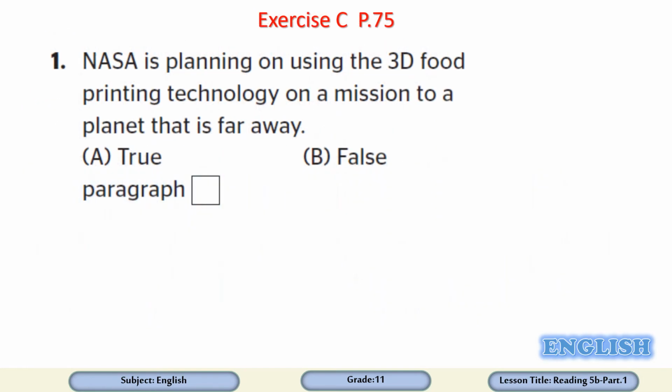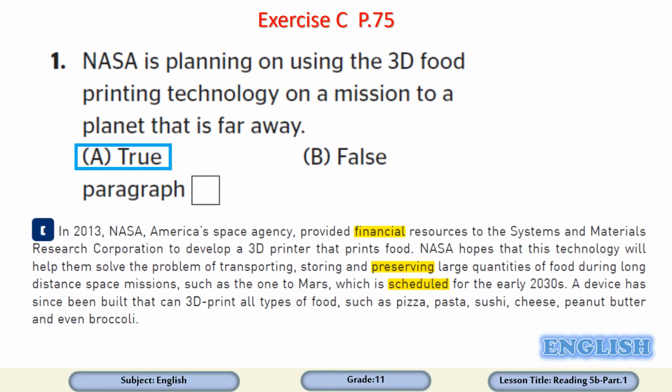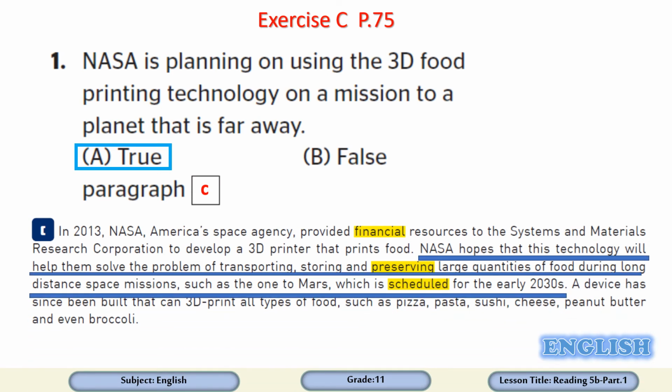Let's work on the first statement together. NASA is planning on using the 3D food printing technology on a mission to a planet that is far away. What do you think? Is this statement true or false? Yes, good, it's true, justified by paragraph C. Let's look at what the paragraph says. And look here, it says Mars, and the statement says a planet that is far away. It's the same type of information, and this makes the statement true.